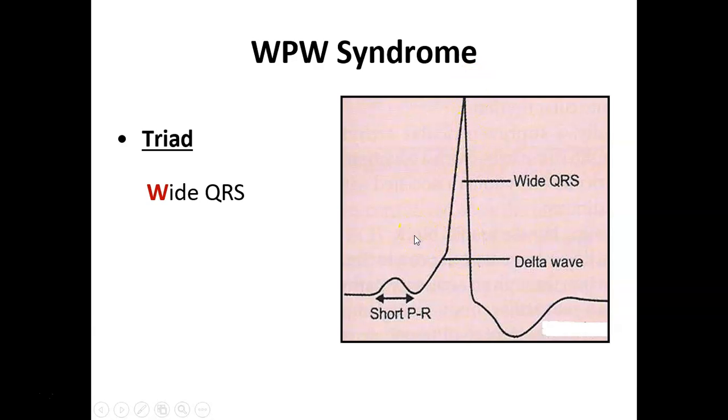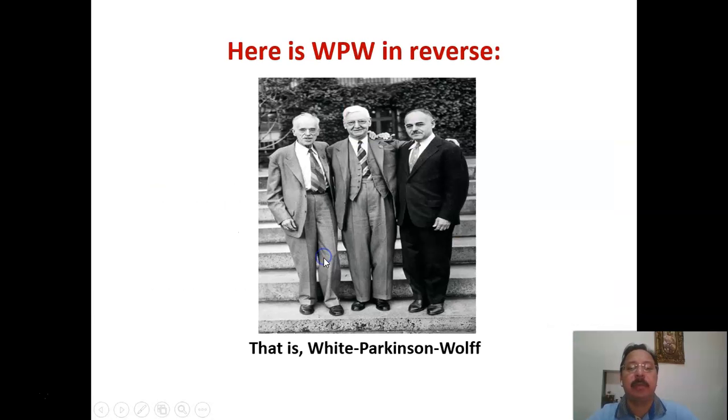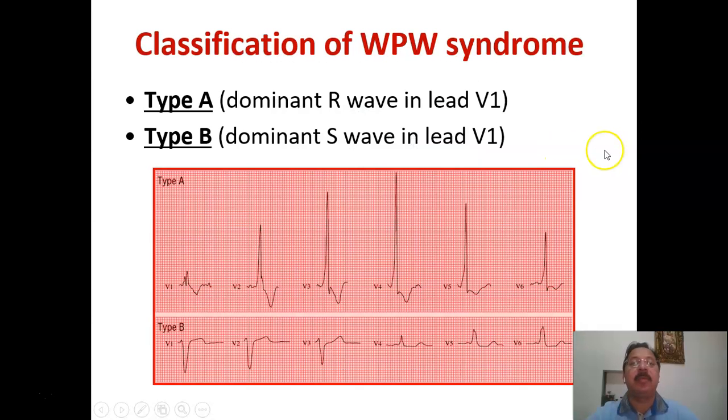So WPW syndrome has three components: a wide QRS complex, especially at the base. There is a short PR interval and there is a delta wave, that is slurring of the upstroke of the QRS complex. So these are your WPW syndromes. The gentleman in the black dress is your White, then Parkinson, White.